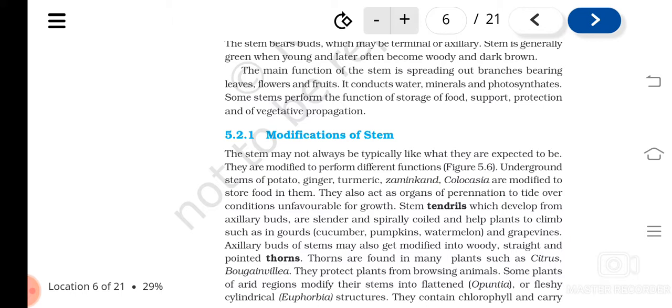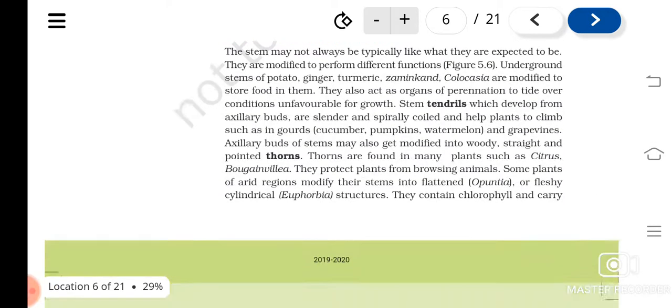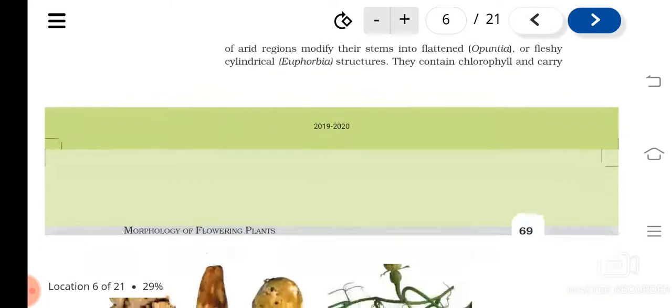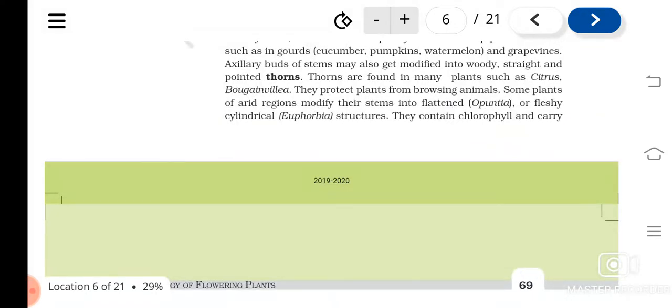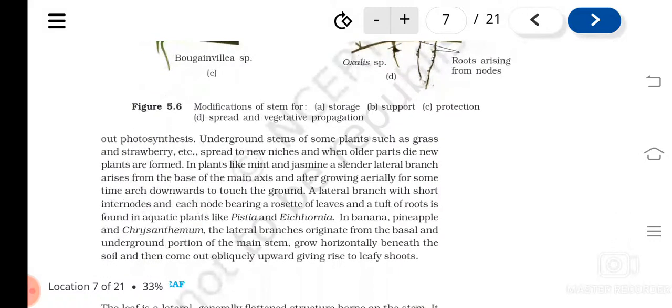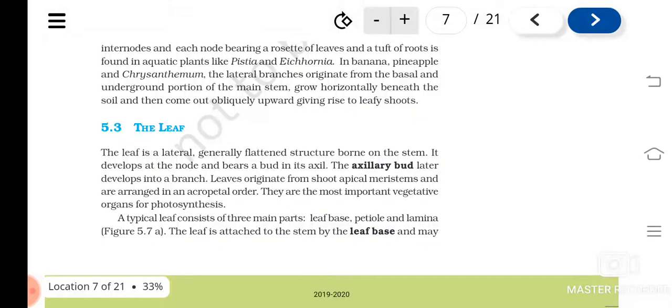Stem modification. For example, for support, tendrils are there, and sometimes, to protect the plant from predators, the stem will get modified into thorns. And sometimes you can see in cactus plant, the stem will have chlorophyll, and they carry out photosynthesis. That kind of stem modification is known as phylloclade. So like this, modifications you can also see.